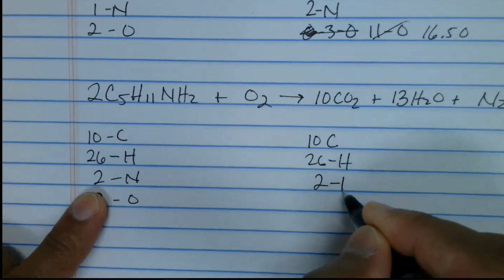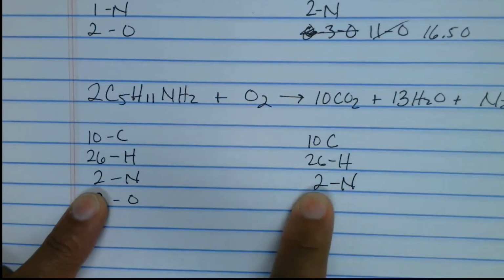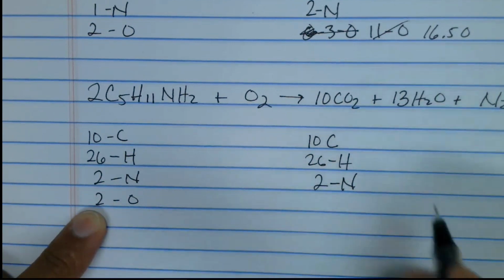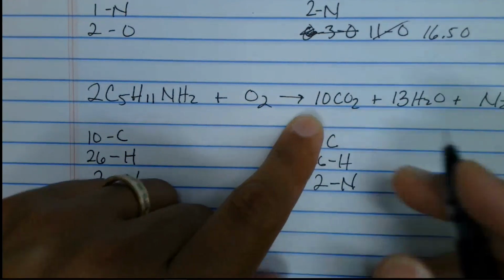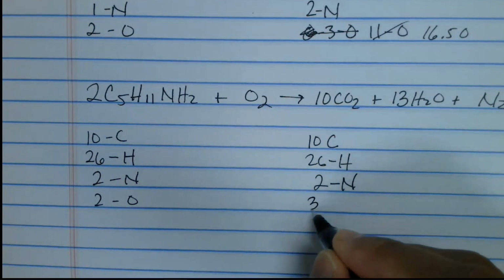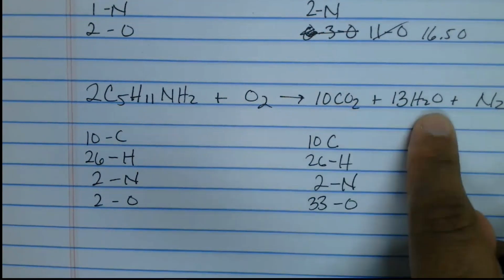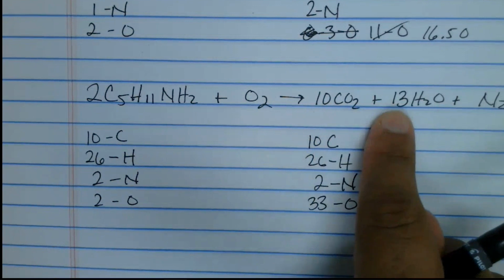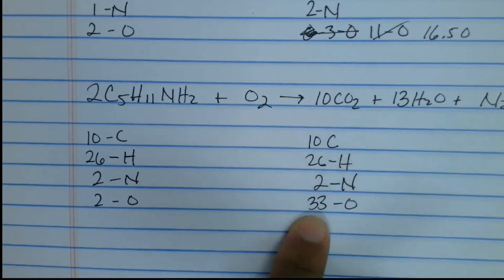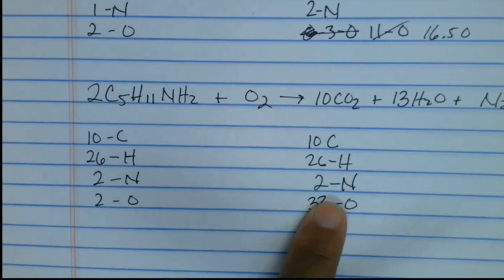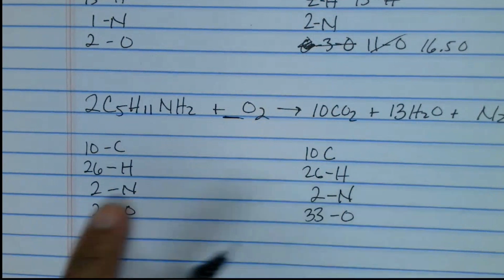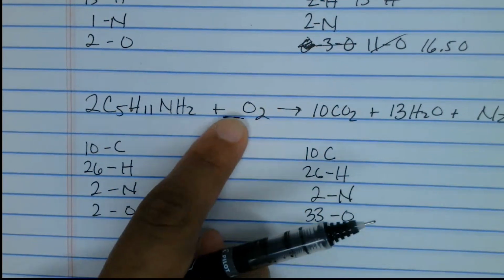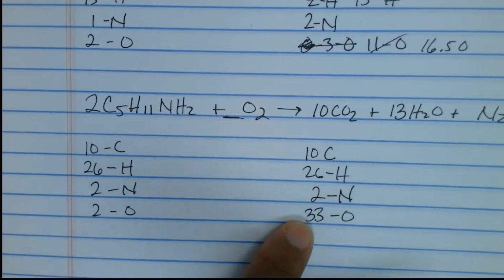Oh, watch this. 2 nitrogen, right? Just by leaving it alone, look at what happened. And so I think you know what to do now. Let's see. 20 and 13 is 33, right? 33 oxygen. 10 times 2 is 20. 13 times 1 is 13. That's 33 oxygen. So now everything, look at that. Carbons are good, hydrogens are good, nitrogens are good. So we want this number to be 33.